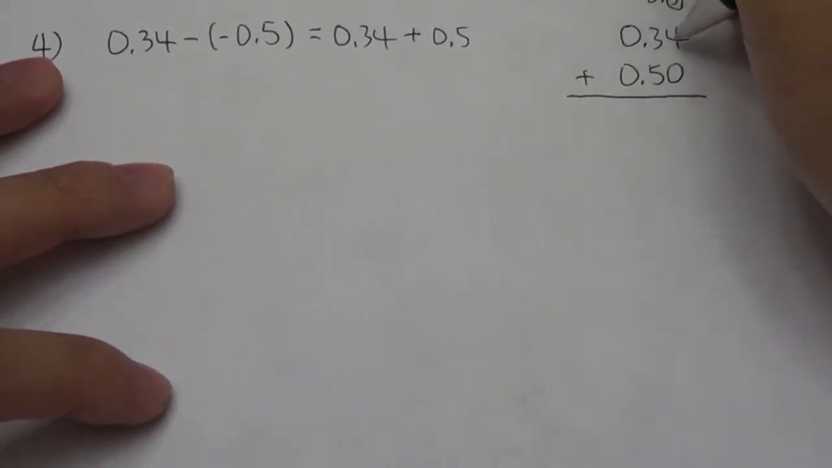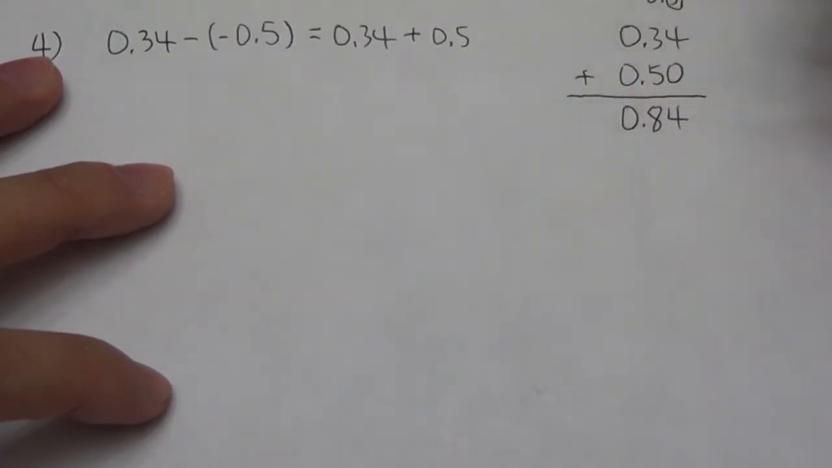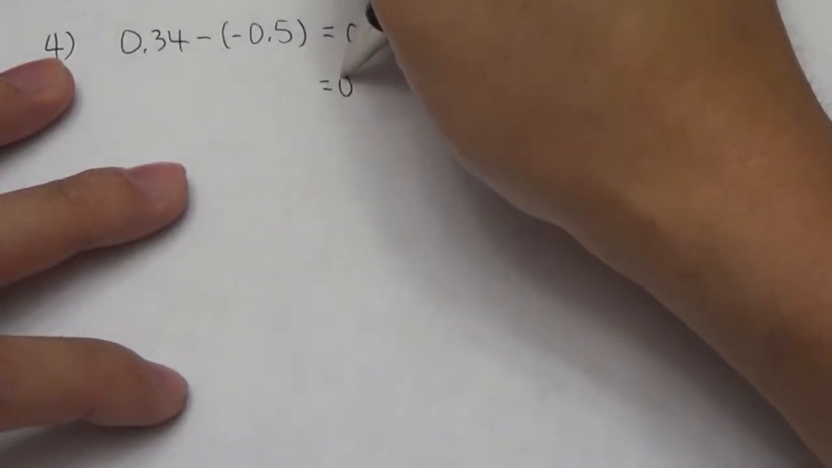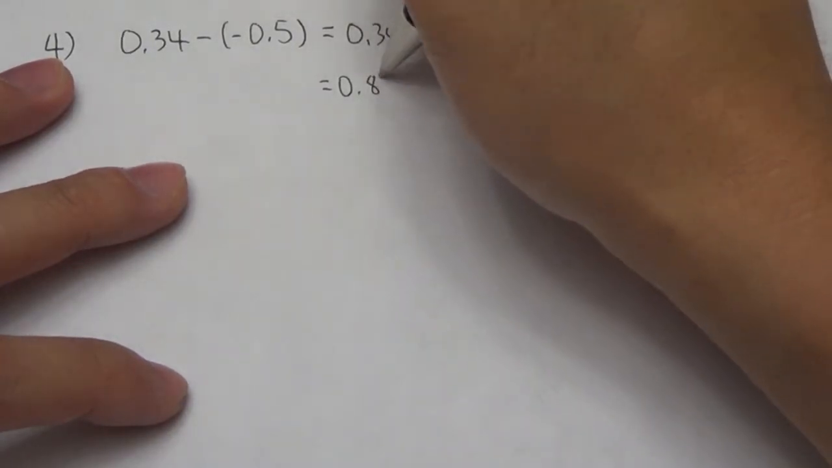Okay, so now we can go ahead and add the numbers. 4 plus 0 is 4, 3 plus 5 is 8. There's my decimal, so my answer is 0.84.